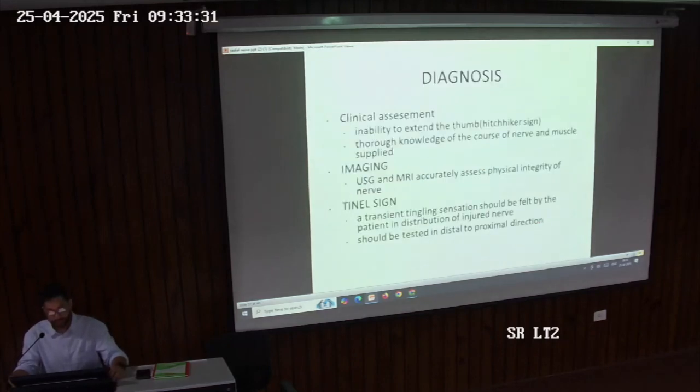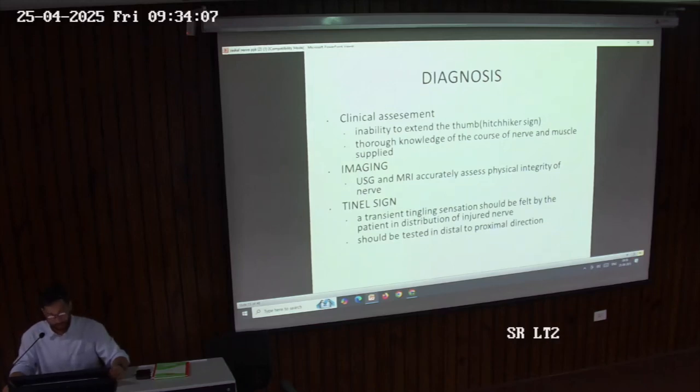How do we clinically diagnose this? Clinical assessment is done, in which there is inability to extend the thumb. Anyone knows what is a hitchhiker sign? This is a hitchhiker sign. There will be inability to extend the thumb in radial nerve injuries. Thorough knowledge of the course of the nerve and the muscles it supplies should be assessed. We can find it out by imaging, that is USG and MRI can be done, and also a Tinel sign can be performed in this.